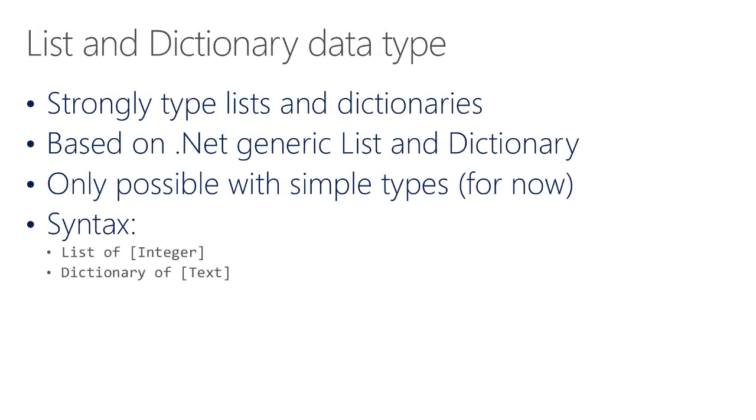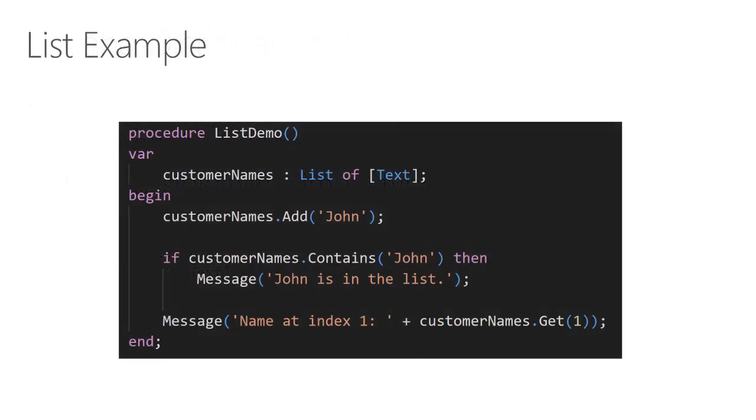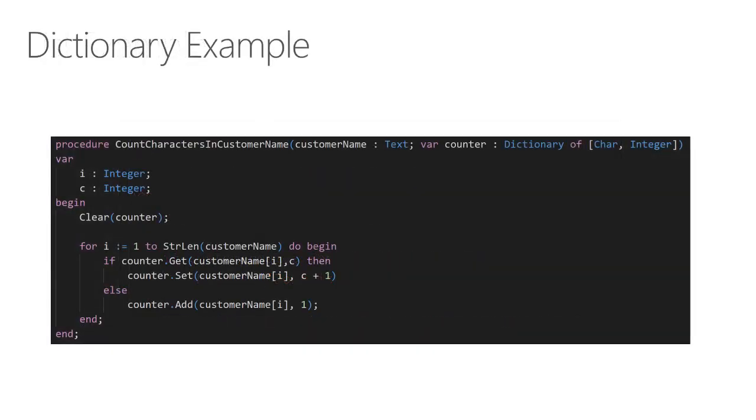The next two data types are the list and the dictionary data type. These are strongly typed lists and dictionaries. They are based on the .NET generic list and dictionary types. They are only possible with simple types for now, so the syntax is list of, and then between brackets integer, and dictionary of text between brackets. The list example is on your screen. This is the one that we'll build. We'll do some more with that as well, and also an example of dictionary, and I'll get on with those as well.